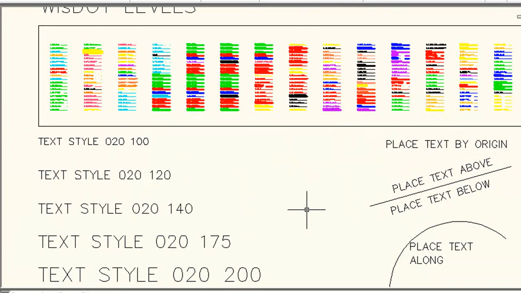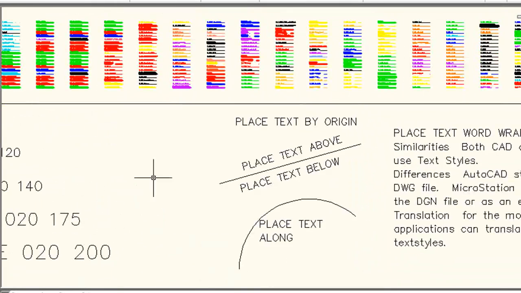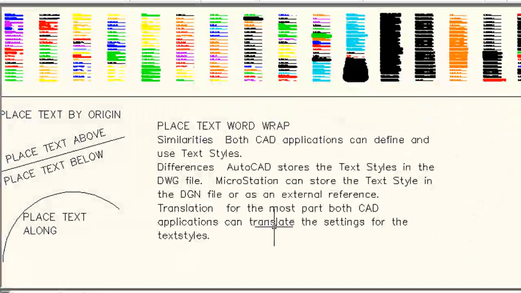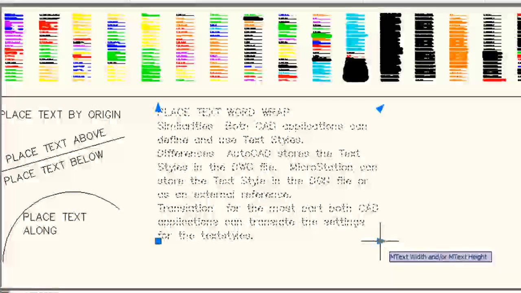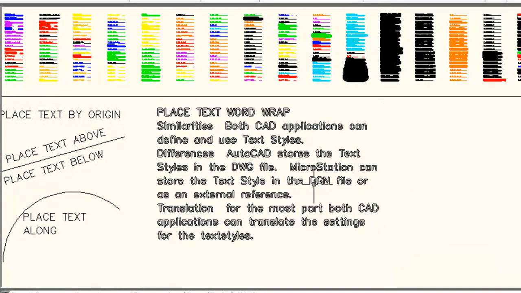Taking a look at the textiles to make sure everything looks right. I've got my text by origin and text along. There's actually a little problem there in the way that translated. And here's word wrap. I can still modify that and that works just fine.